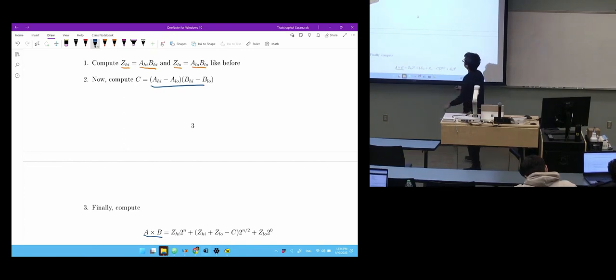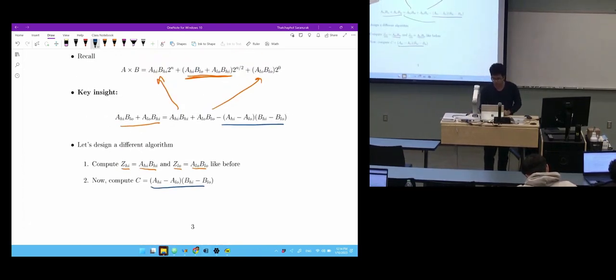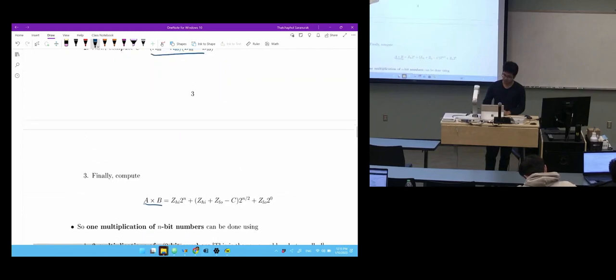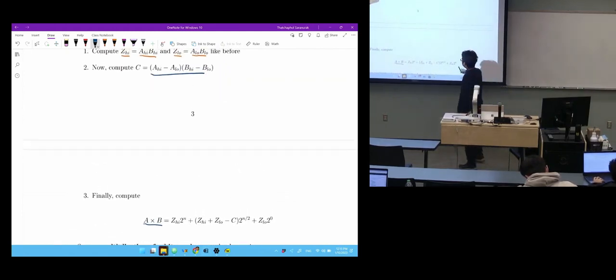Why? From z high, you get this term. From z low, you get this term. But for the term in the middle, you just reuse z high and z low, and subtract c here. Why? Because just follow this equation here. This is just z high plus z low minus c. Does this algorithm make sense, that it computes the correct result?